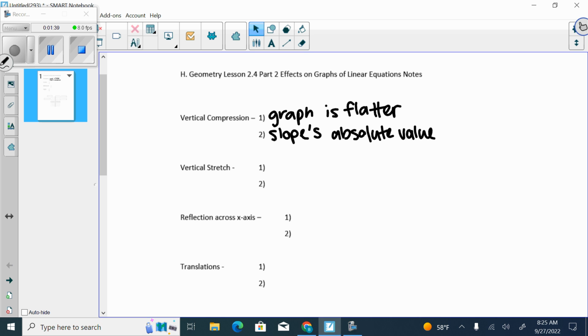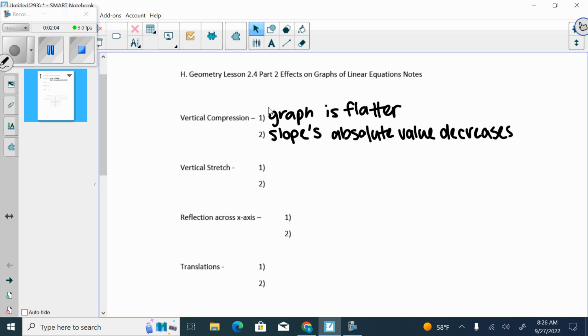Okay, and when we say absolute value, what did that mean again? What did the absolute values do in our equations that we had in our formulas? Right. So the negative in front of a slope would not determine compression or a stretch. Okay? We're only looking at the number itself. We're not concerned with the positive or negative value of it.